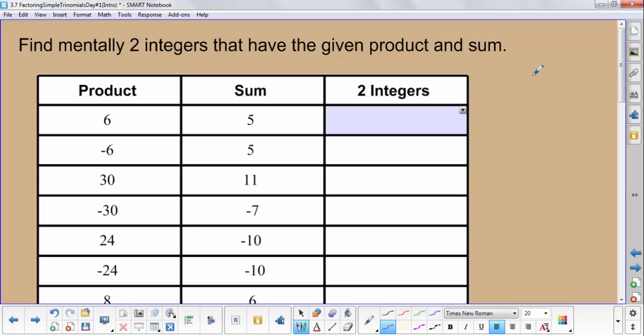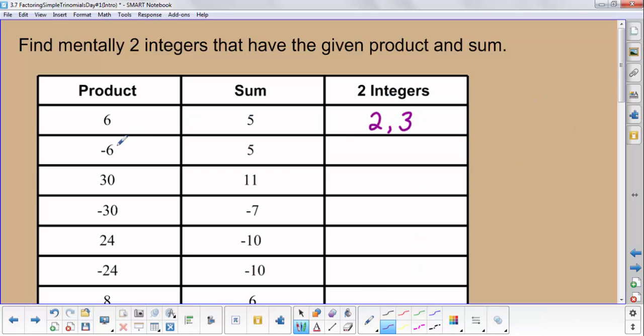So for example, we can do 1 times 6, we can do 2 times 3, and we can think of negative 1 times negative 6 and negative 2 times negative 3. All of these will give us a product of positive 6. But only one of those ways, the 2 and the 3, if we took 2 plus 3, would give us 5. So the two integers that we're looking for are 2 and 3.